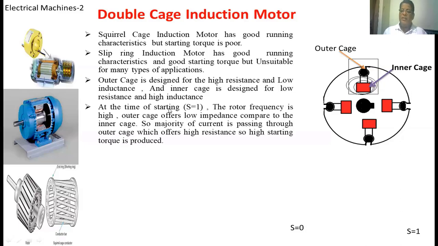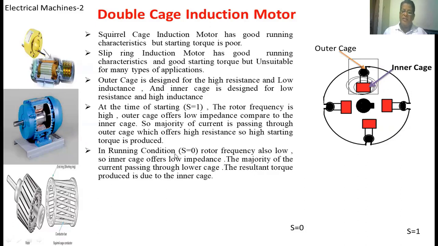At the time of starting, the slip of the induction motor is 1, so the rotor frequency is very high. Whenever the rotor frequency is high, the outer cage offers a low impedance when compared to the inner cage, so the maximum current passes through the outer cage. Current always tries to take the path of low impedance. So whatever current is induced in the rotor will pass only through the outer cage, and a very small amount passes through the inner cage. Since the outer cage is designed with high resistance, this machine gives a high starting torque.